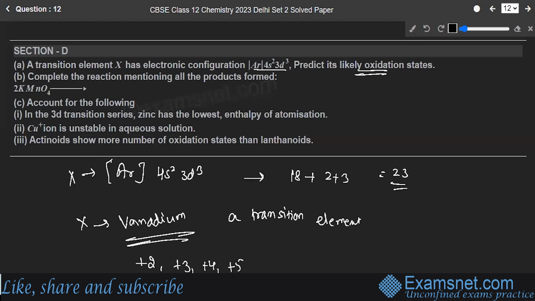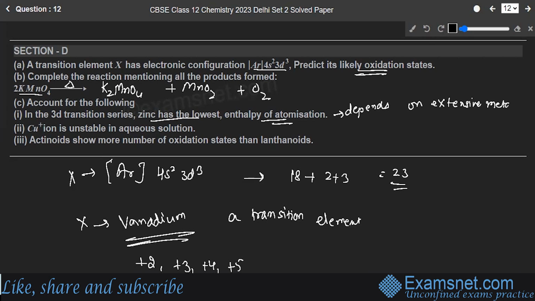Now let's move to the second part of the question. Two molecules of KMnO4, potassium permanganate. You have to complete the reaction mentioning the products formed. So when these two molecules of potassium permanganate are heated, you get K2MnO4 plus MnO2 plus oxygen. Hope you're clear with this. Now the third question. Account for the following. In the third transition series, zinc has the lowest enthalpy of atomization. The enthalpy of atomization depends on extensive metallic bonding, which in turn depends on the number of unpaired electrons.